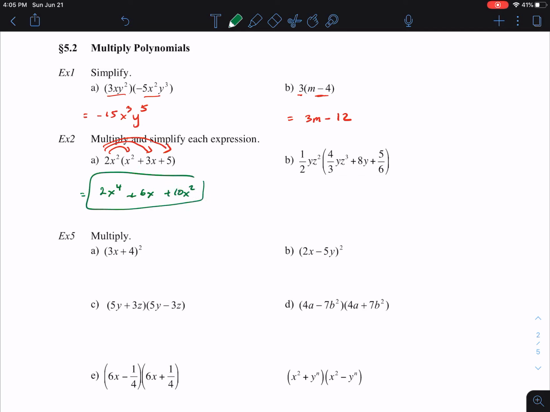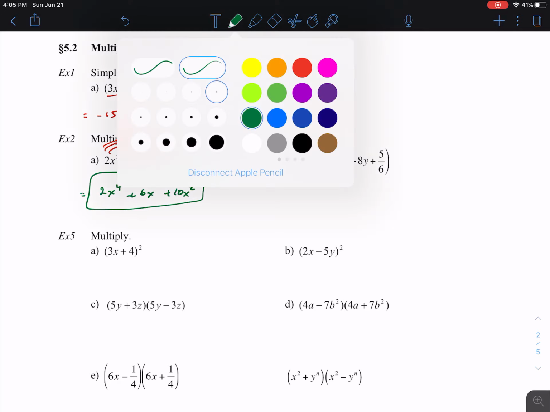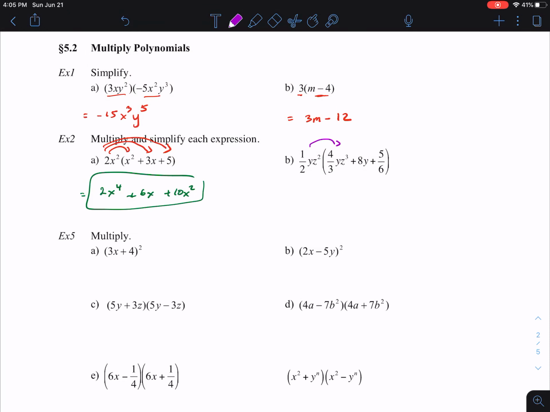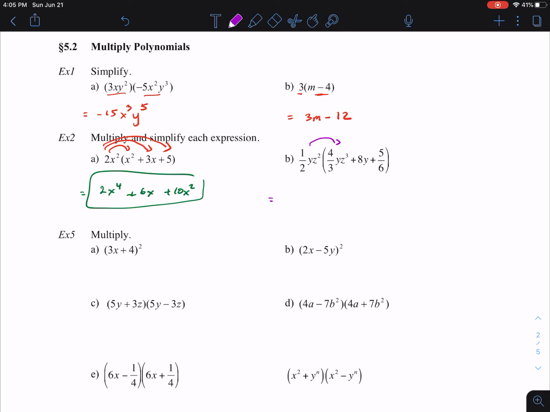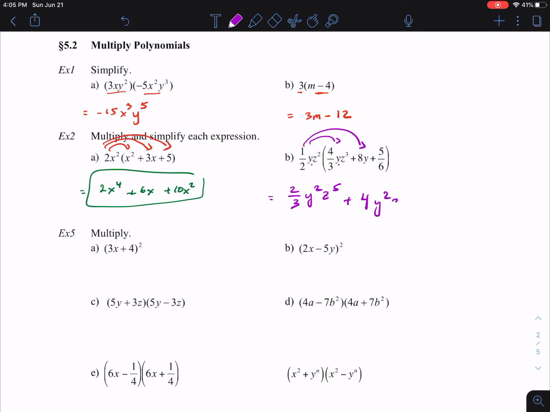All right. We can do the same thing with fractions as well, right? So we can distribute this term to the trinomial and multiply these coefficients. So we have 1/2 times 4/3. So 1/2 times 4/3, that becomes 4/6, and 4/6 reduced is 2/3, and then a y and a y, that becomes y squared, and then z to the 5th, plus you have 1/2 times 8, that's 4, and then y times y is y squared, and then z squared stays. And then we have 1/2 times 1/6, which is 1/12, and then the yz squared.